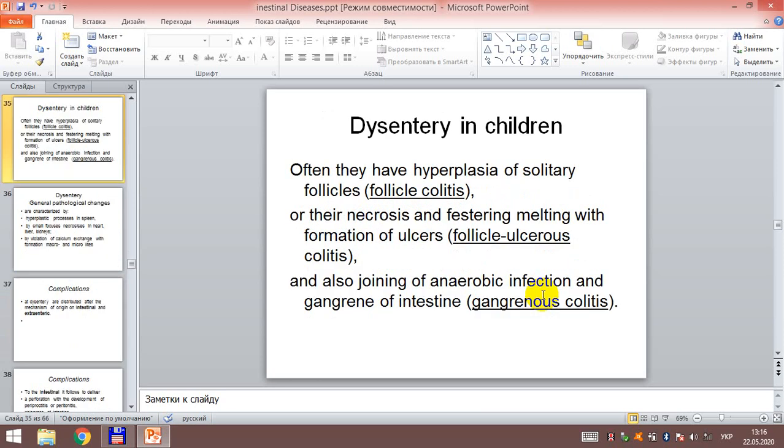Are there any specific signs of dysentery in children? Often they have hyperplasia of solitary follicles, follicular colitis, or their necrosis and festering melting with formation of ulcers, follicular ulcerosclerosis, and also joining of anaerobic infection and gangrene of the intestine, gangrenous colitis.